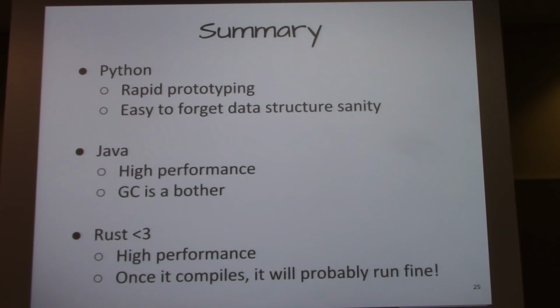So in Python, you can do rapid prototyping, but then it's very easy to forget the data structure sanity. Because it's so easy to willy-nilly create any data structure you want, you actually forget your memory requirements, which happened to me. I mean, there are ways to be very disciplined about it, but that's what I faced. In Java, you get high performance, but then you do have to deal with garbage collection, which is something you have to worry about and think about. But Rust has high performance, and what I found, and what the community itself keeps saying, is once it compiles, it will probably run fine. So that's a very high guarantee that Rust is giving us, which is pretty cool.